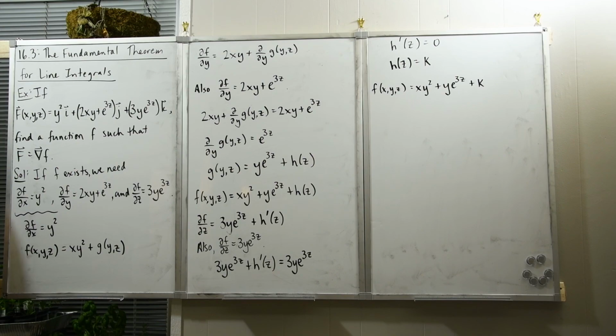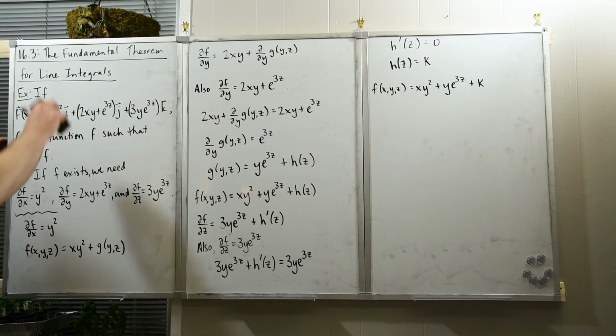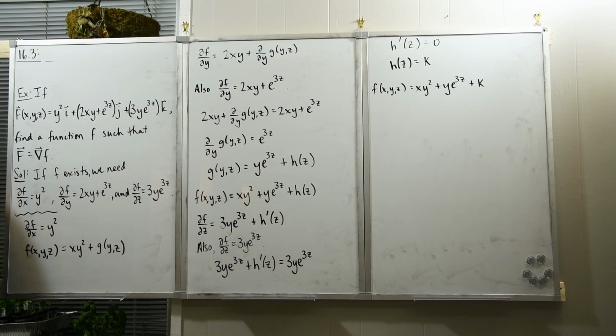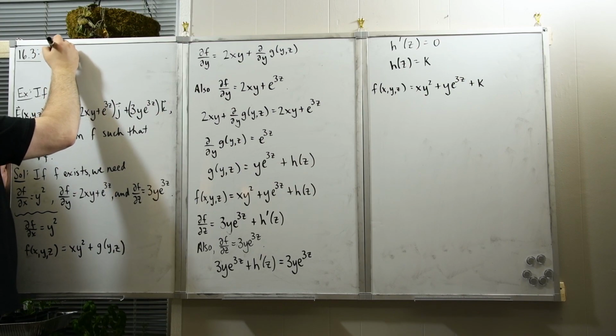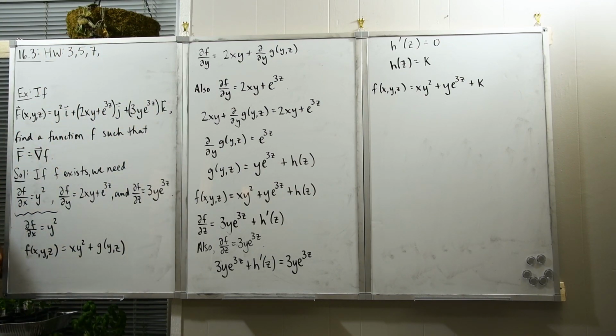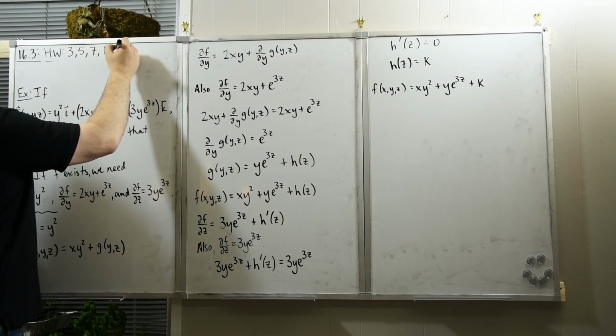And with that, our last example is finished, which means the section is finished. And I do have some recommended exercises for this section. And those recommended exercises are 3, 5, 7, 15, and 23.